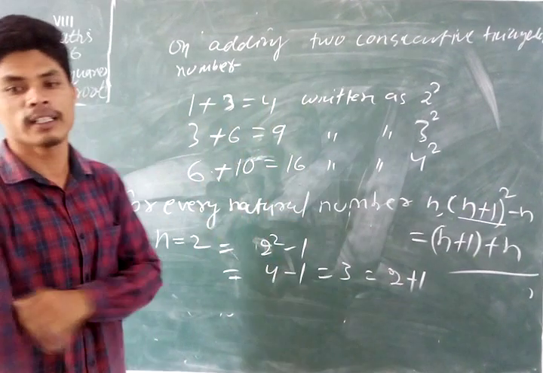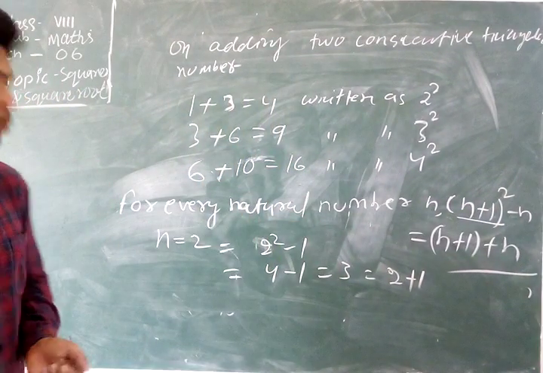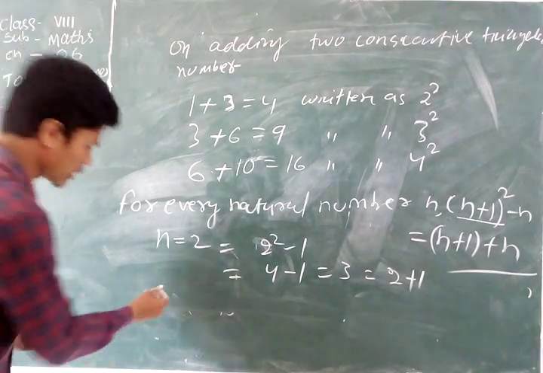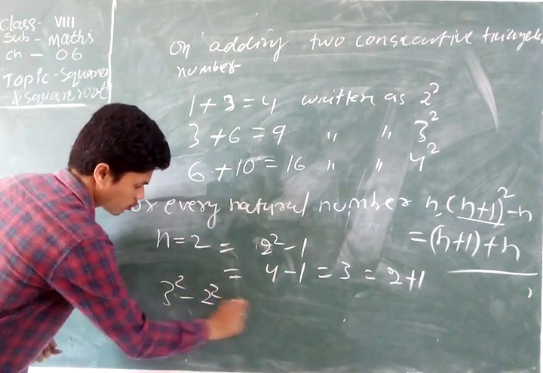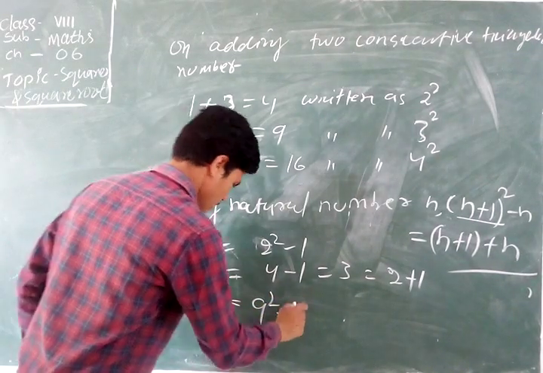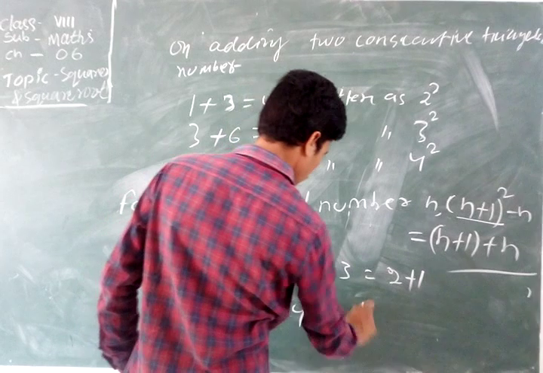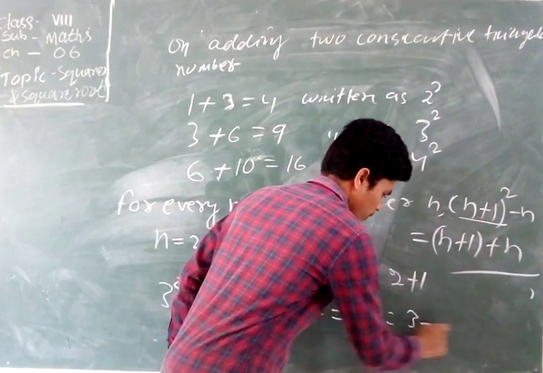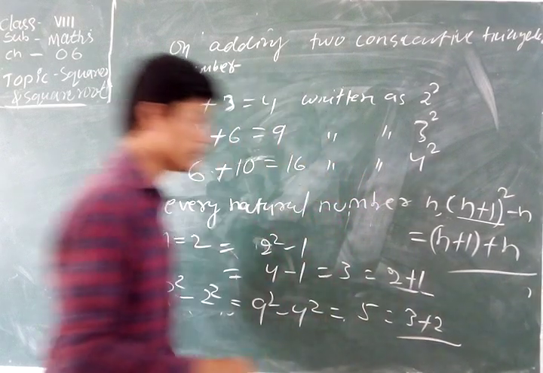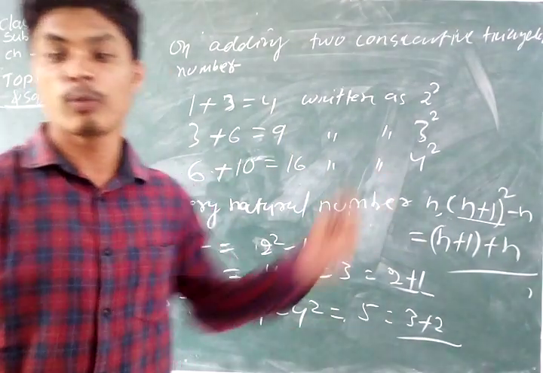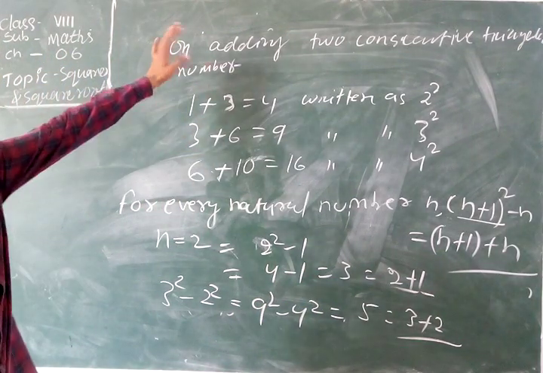Now we take another example, like 5. If we take 3 square minus 2 square, that means 9 minus 4 equal to 5. How do we write the 5? 3 plus 2. Here all are natural numbers. Now we discuss first, when you find the square by multiplying itself.